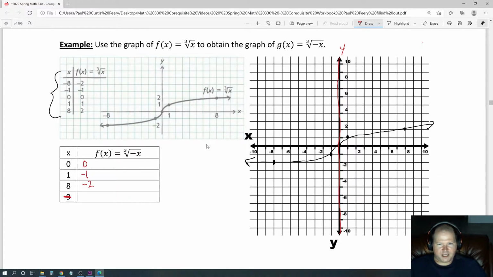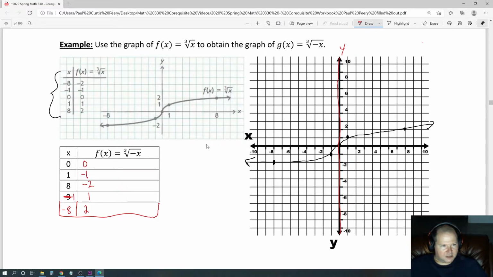Okay. Let's do a negative 1. If I plug in a negative 1, it turns into a negative 1, which is a positive 1. Cube root of positive 1 is 1. And if I plug in a negative 8, then it would turn into a positive 8, and cube root of positive 8 is positive 2.